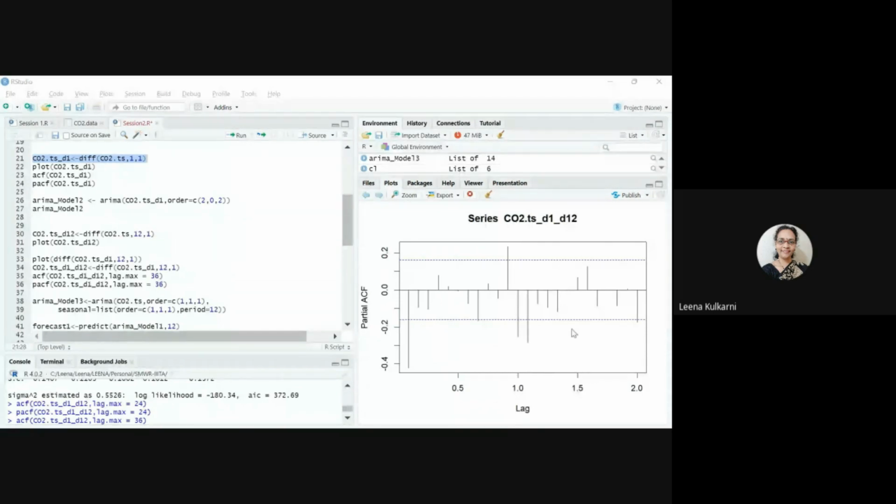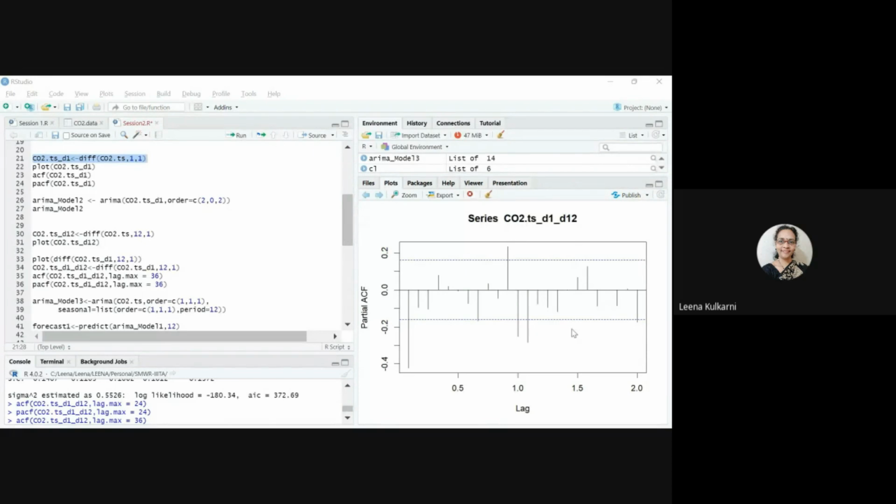To determine the values of P, Q, P dash and Q dash, you need to look at how many significant spikes you have in ACF and PACF. The number of significant spikes in ACF will tell you the value of Q. So to determine the order of the MA model, you need to look at the number of significant spikes in the ACF. And to determine the value of P, you need to look at the number of significant spikes in the partial autocorrelation function, PACF.